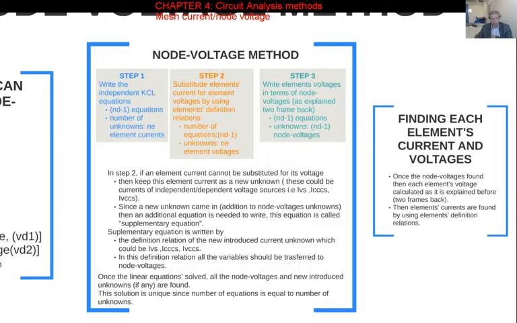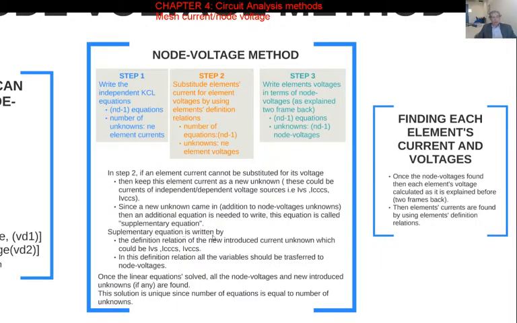Dependent and independent current sources' currents cannot be replaced with the voltages of these elements. So we are going to keep those as soon as you see them, leave them there in these equations. We cannot go any further, we cannot do any process on these variables. So we introduce new unknowns. Since a new unknown came in, in addition to the node voltage equations, an additional equation is needed. This equation is called the supplementary equation.